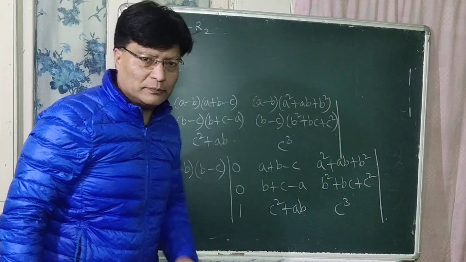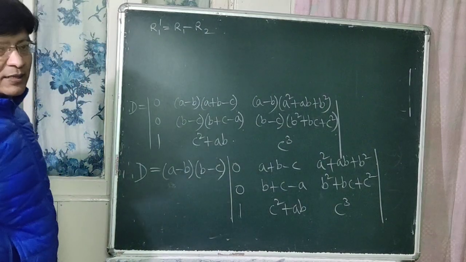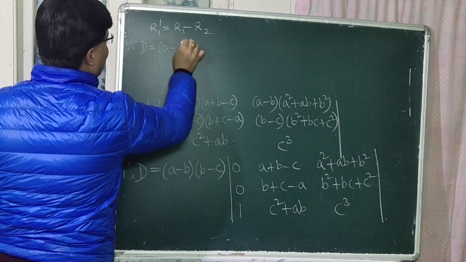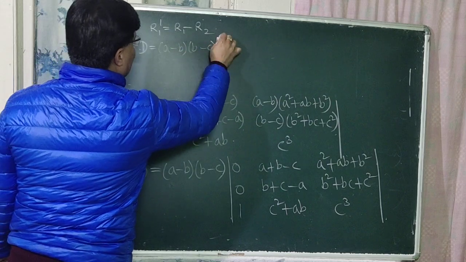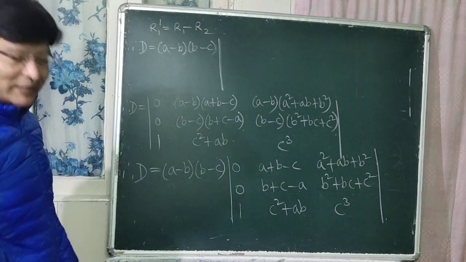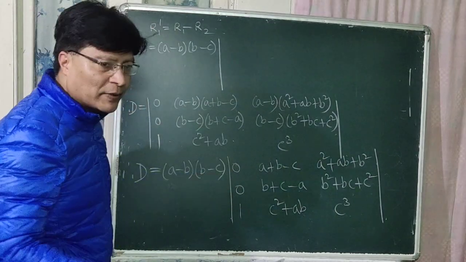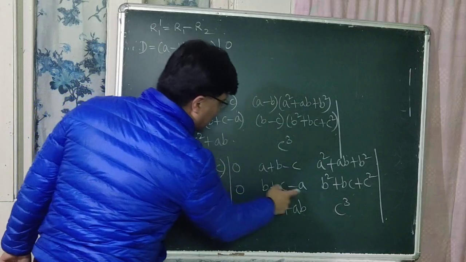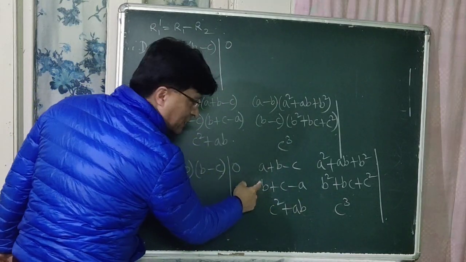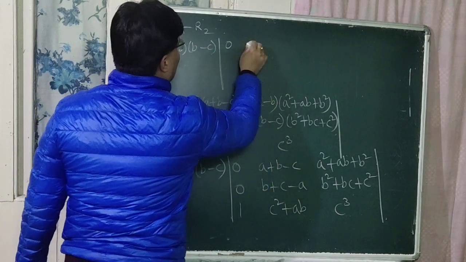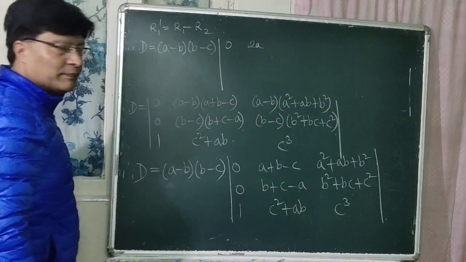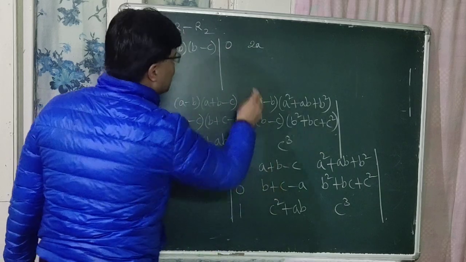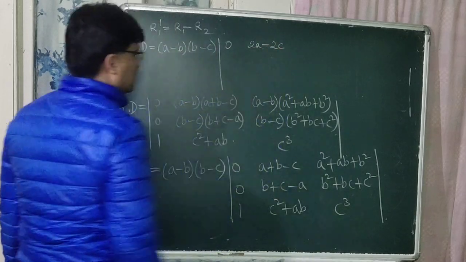कसरी change भयो? R1 minus R2. Therefore, D is equal to (A minus B)(B minus C), right? Now this determinant becomes 0 minus 0, 0. We are doing R1 minus R2, 0 minus 0 is 0. This minus this, B minus B gets cancelled, A minus 0 plus A, that is 2A, right? Then minus C, minus 0 plus minus C, minus C, minus 2C.